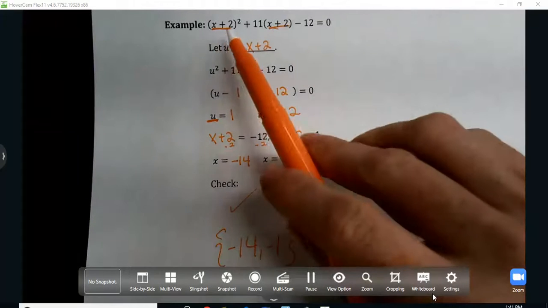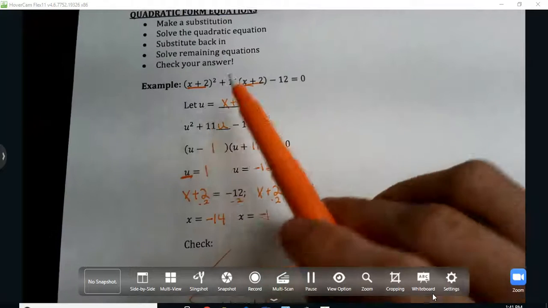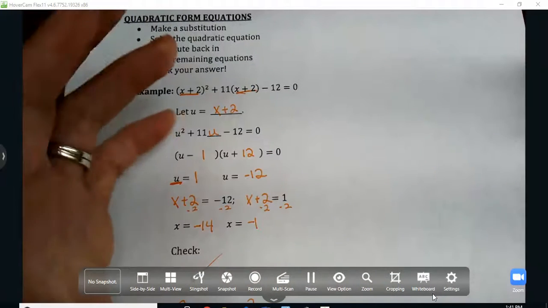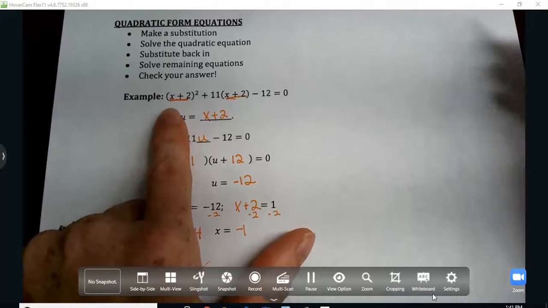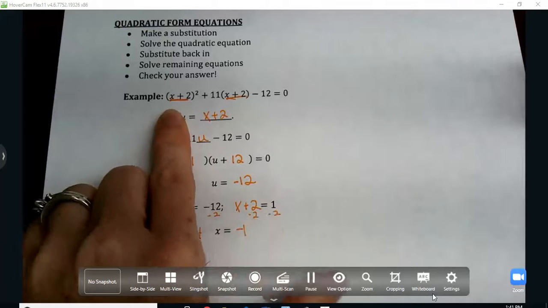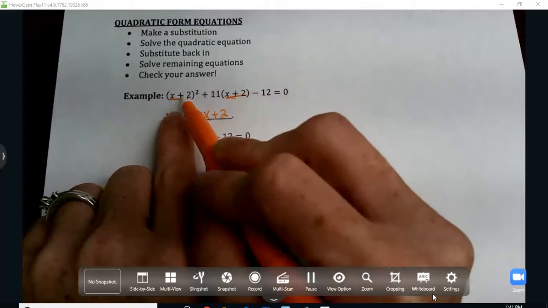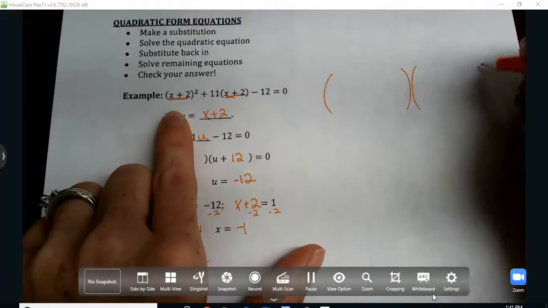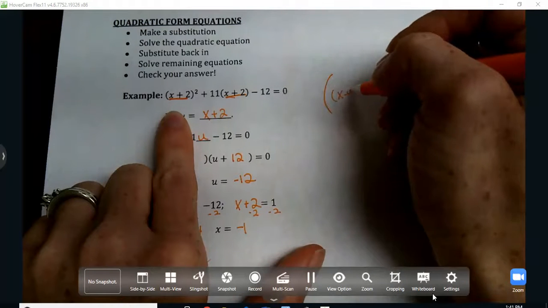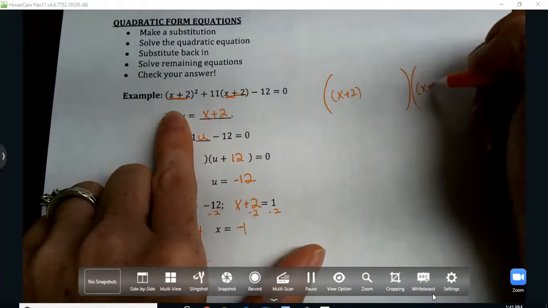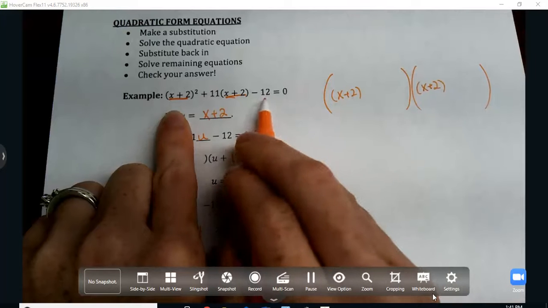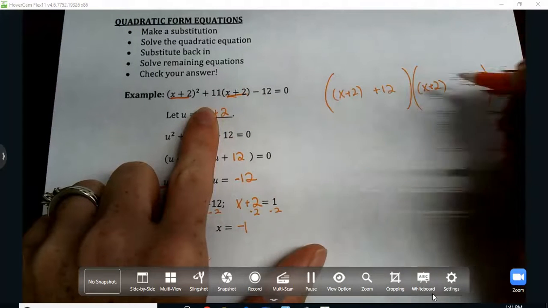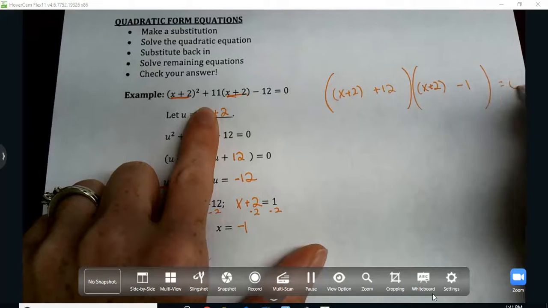Now, could I still have chosen to multiply all this out at the beginning? Absolutely. Some people can even factor this without the u. If that's you, great. If it confuses you, don't do it. But some people look at this and say, well, I have an x plus 2 squared, so I have 2 of those. So if I set up my 2 parentheses, each one gets an x plus 2. What multiplies to negative 12 and adds to positive 11? That was positive 12 and negative 1.